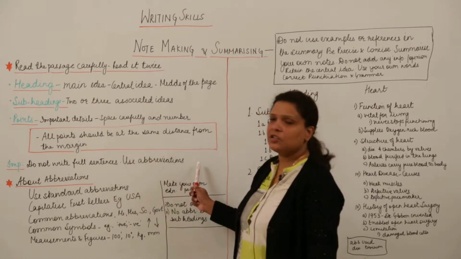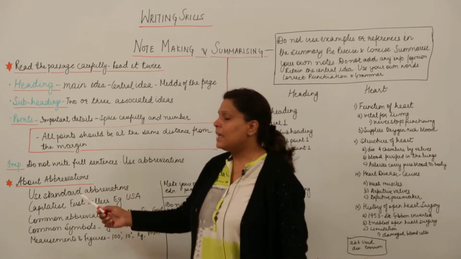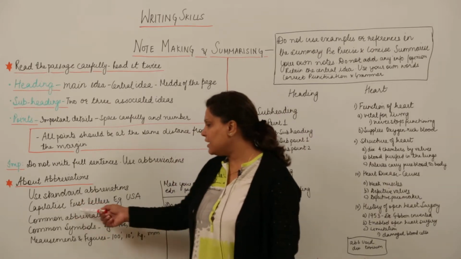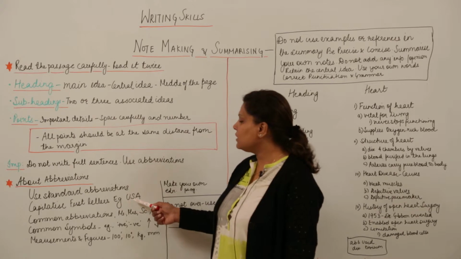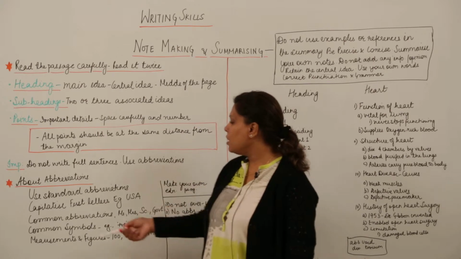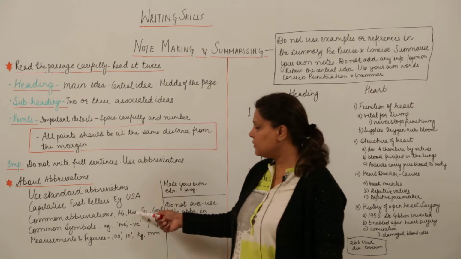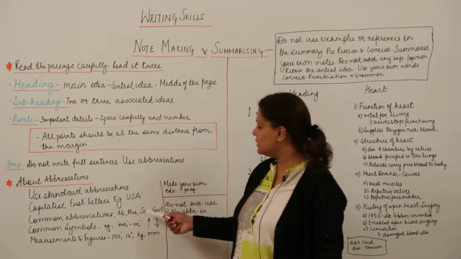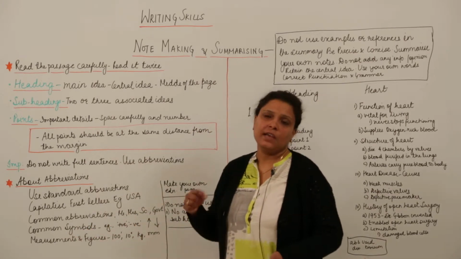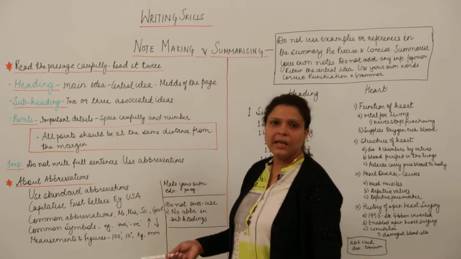You can use abbreviations. About the abbreviations, use standard abbreviations that are known all over the world and are even listed in the dictionary. Also capitalize first letters. Example, United States of America can be abbreviated as USA. It is also a standard abbreviation. You can also use common abbreviations like Mr. for Mister, Mrs. for Missus, and Sc. for science, and so on. Also, you can use common symbols like positive, negative, example, ascending, descending. These are the common symbols that everybody recognizes.